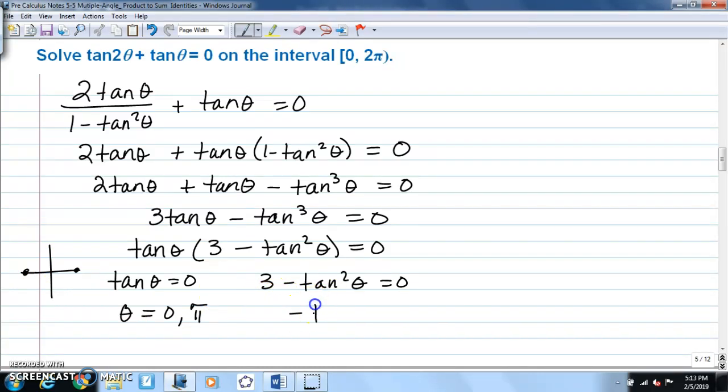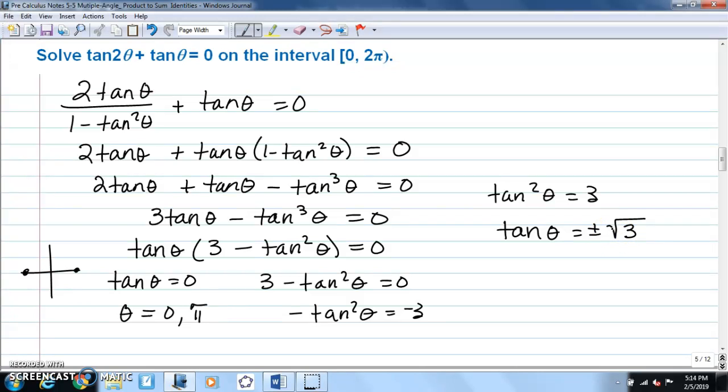Now this one, we have minus tangent squared of theta equals negative 3. So that means that tangent squared of theta equals 3. And so this is plus or minus, so we have tangent of theta equals plus or minus the square root of 3. Well, again, you can look at your chart to see where tangent is the square root of 3, and it's at 60 degrees, or pi over 3. But this is plus or minus, so that means it works in all 4 quadrants.